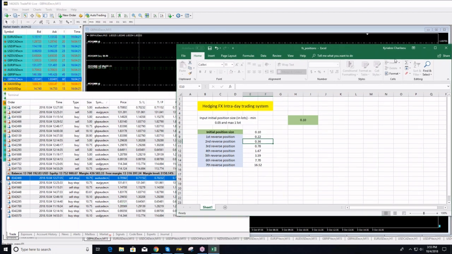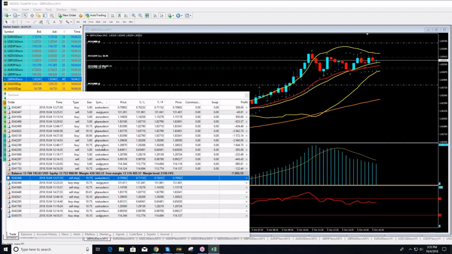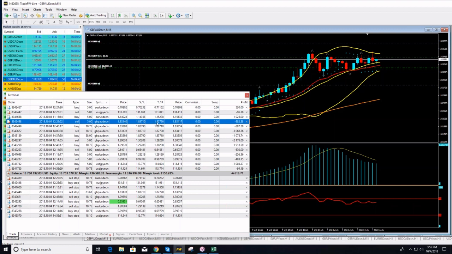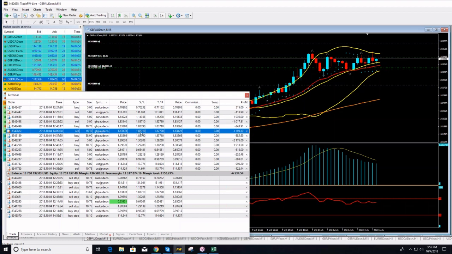Now, how do we determine our TPs and stop losses? If you have a look, for example, at pound Aussie, I have multiple positions open. So this is the initial, first reverse position, second reverse position, third reverse position. What do we observe? Look at the short positions. They always have the same TP and the same stop loss. So the short position of the five lots, the stop loss is at 1.8371 and the TP is at 1.8279. The short position of the 18 lots has exactly the same stop loss and take profit.